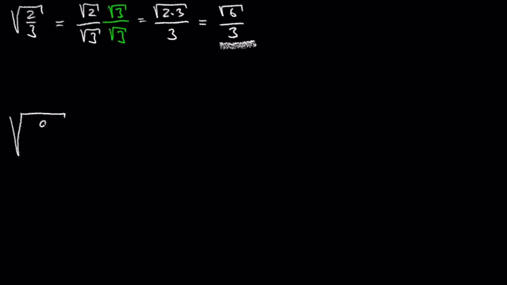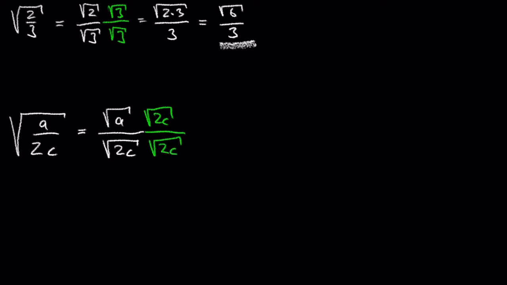The square root of a over 2c. After applying the division law for roots, we get the square root of a over the square root of 2c. Multiplying by the square root of 2c over the square root of 2c and by applying the multiplication law for roots, we get the square root of 2ac over 2c.